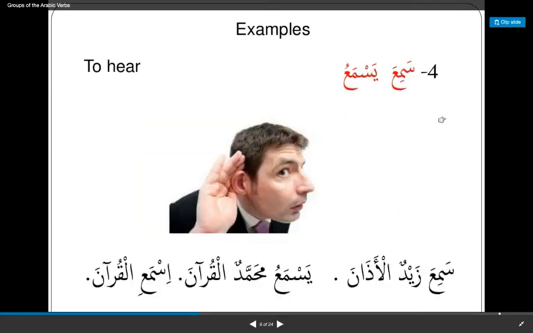Now for the fourth group, we have سمع يسمع, to hear. This group follows the فعل يفعل. So we have سمع زيد الأذان. يسمع محمد القرآن. اسمع القرآن.